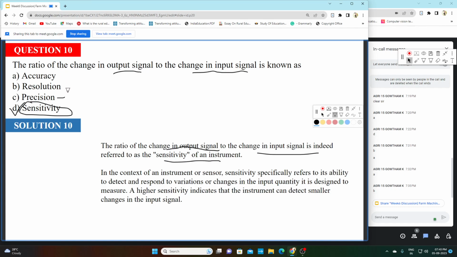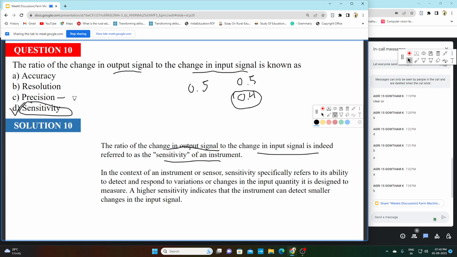Accuracy means how close your measured value is to the true value of your result. Like, your true value should be 0.5, and your measured value is coming as 0.5 only. Then your measurement is known as an accurate measurement. Now if your measured value is coming as 0.4, then this 0.4 is not accurate. So this is known as accuracy.